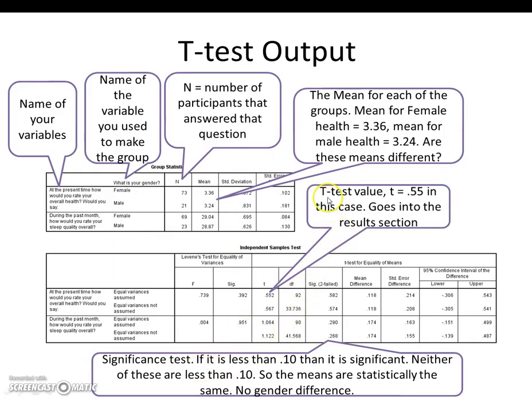When you report it, if you give the t-test value, it would be t equals, in this case, 0.55, and this would go into the results section.